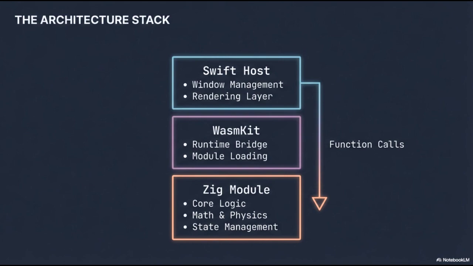The architecture stack is organized into three distinct layers to ensure optimal performance and modularity. At the top, the Swift host handles platform-specific duties, specifically window management and the rendering layer. Below this, WasmKit serves as the essential intermediary, providing the runtime bridge and managing module loading. Finally, at the base of the stack is the Zig module. This is where the core application logic resides, including all math, physics, and state management. As the arrow indicates, the flow of execution moves from the top down, with function calls originating in the Swift host and being passed through the WasmKit bridge to interact with the high-performance Zig core.